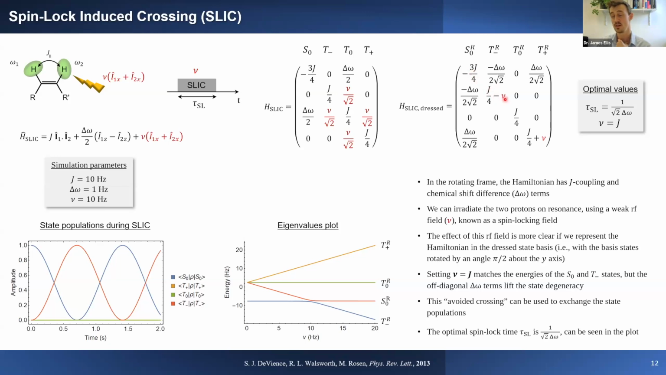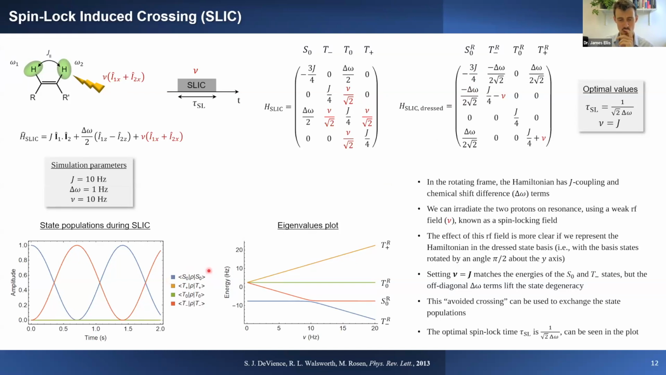And at that point, if we've chosen that value of nu so that these terms are equivalent, we have evolution between those two states. So our population that was in this singlet state will begin to evolve into T minus. And that's shown down here in this plot. So we start out with 100% population in the S0 state. And as we turn on the spin lock pulse, that population decreases, and the population of T minus will increase. Okay, so what we've done is we've applied this field to equilibrate the energies of these two states so that the off-diagonal elements allow evolution between populations of those states.